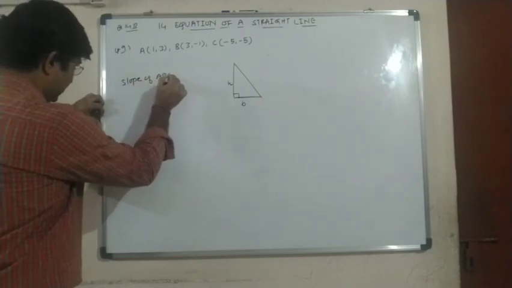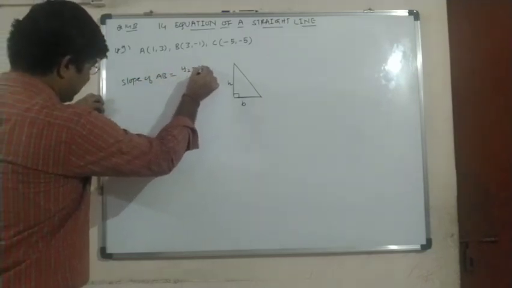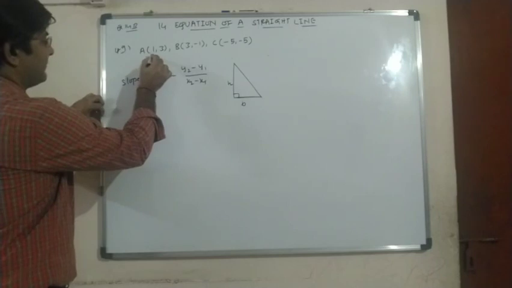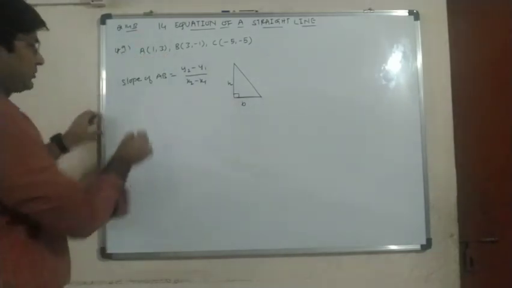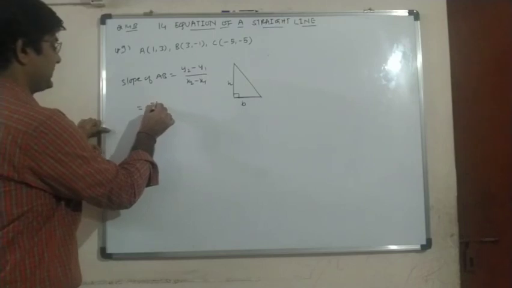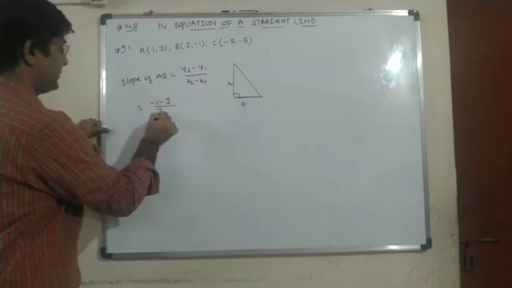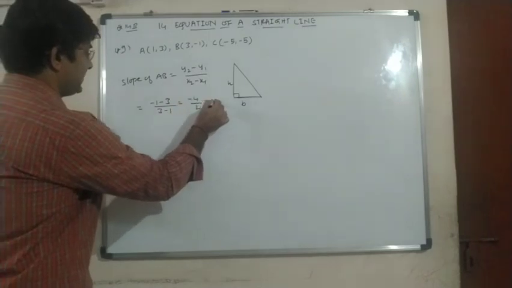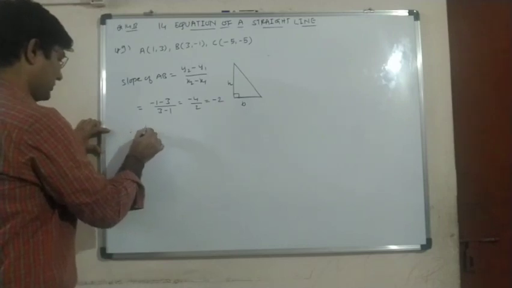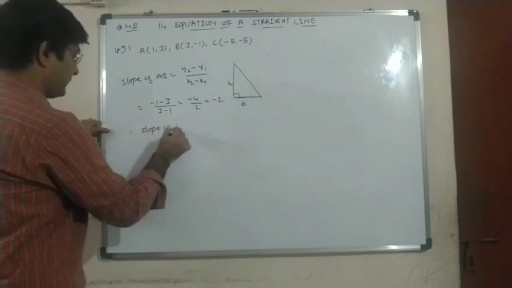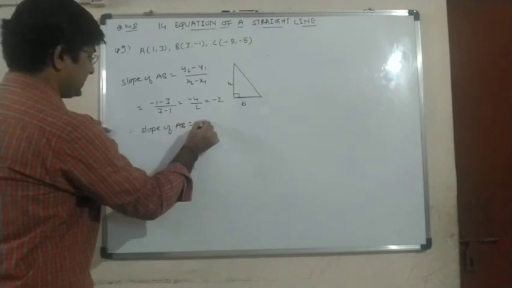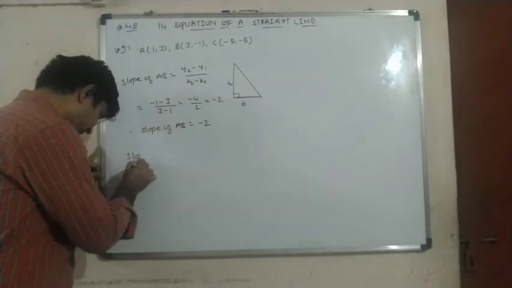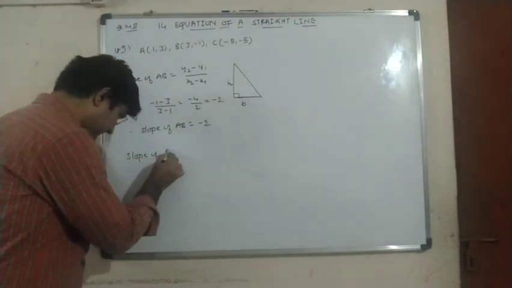Okay, we will find out the slope of AB. So slope of AB will be given by the formula y2 minus y1 upon x2 minus x1. Okay, x1, y1 will be the coordinates of A, x2, y2 will be the coordinates of B. So let us put the value, -1 -3 upon 3 minus 1 is equal to -4 upon 2 is equal to -2. So we got here slope of side AB is -2. Yes or no?